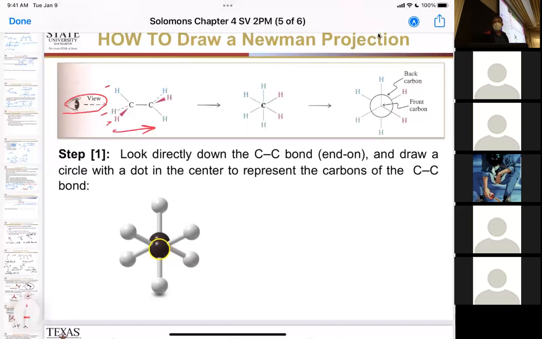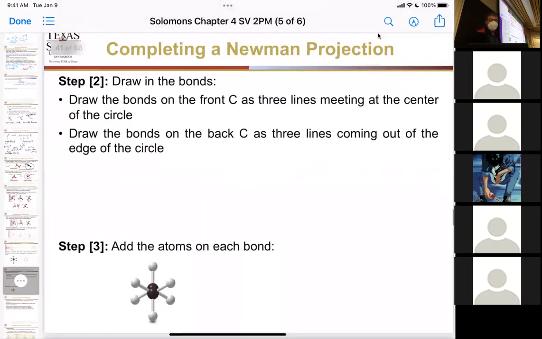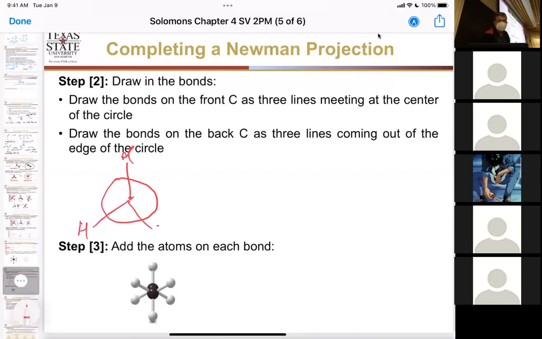So the way we're going to represent that is we're going to say, okay, the carbon I see first right here is going to be a dot. Okay. And the carbon that's behind it is a circle. Okay. And then what we're going to do is draw, with this same perspective right here, all the things that are attached to those two carbons. Okay. So again, we're going to start with the first one first. And it's going to start with the center carbon. We're going to have that. And then we're going to have a hydrogen up, a hydrogen to the left, and a hydrogen to the right.